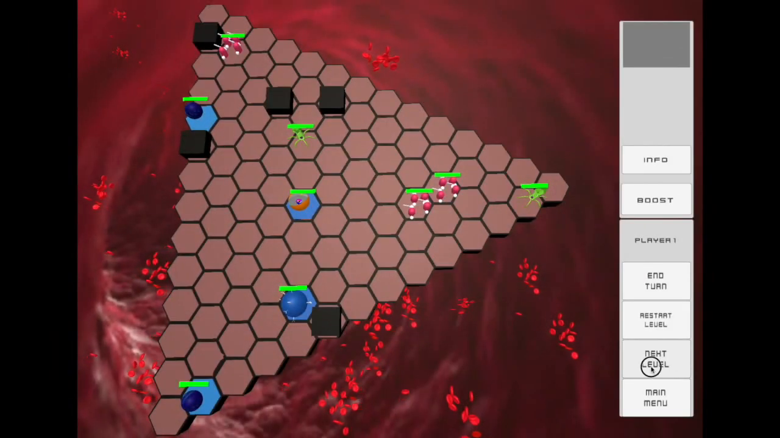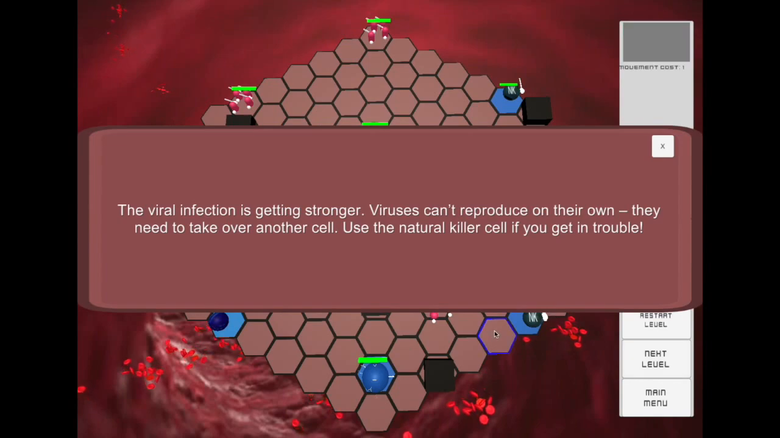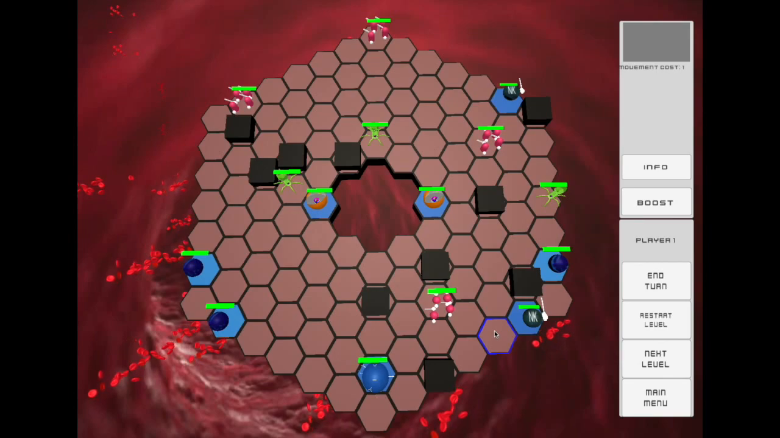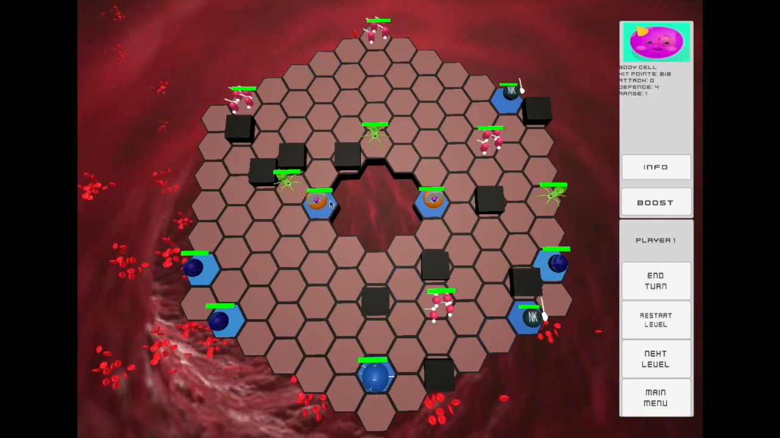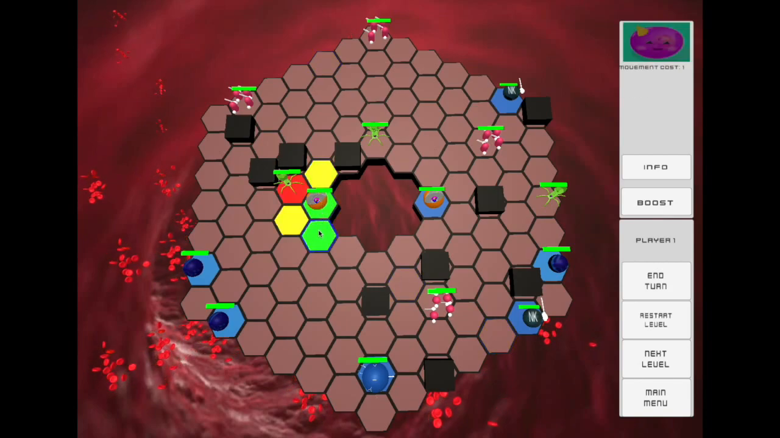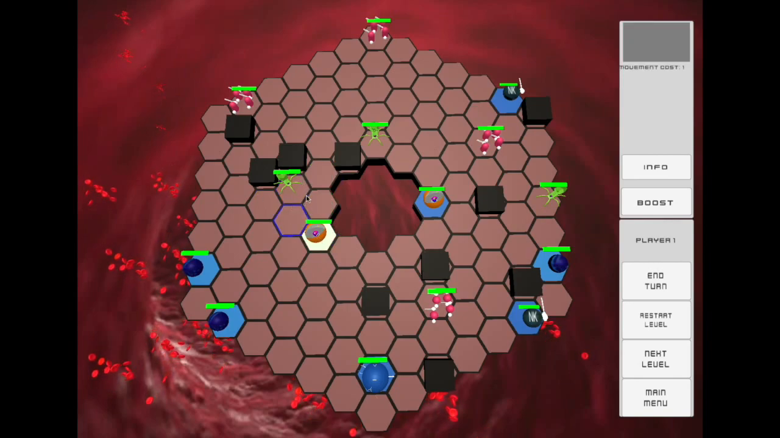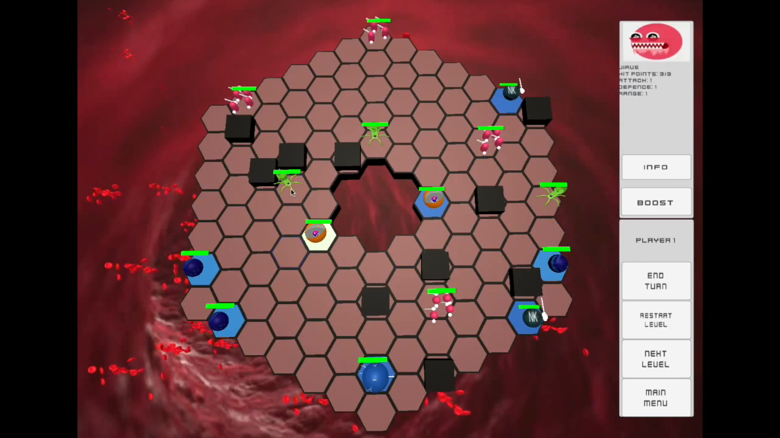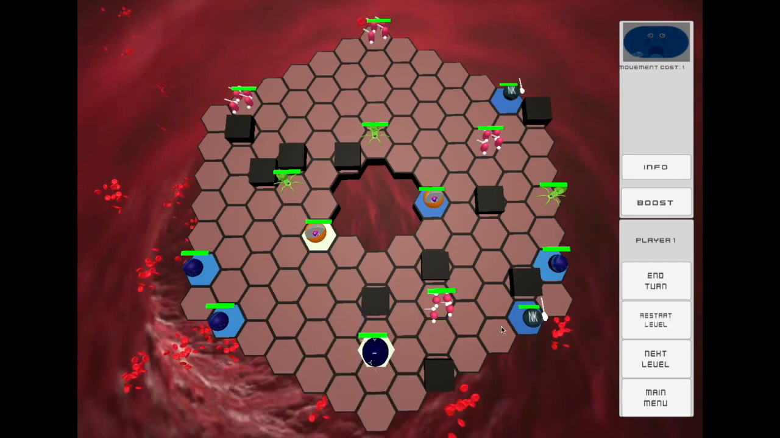Okay, so I'm going to jump to the third level here. You see the viral infection is now getting stronger. Viruses can't reproduce on their own. They need to take over another cell, and you can use the natural killer cell if you get in trouble. So this level is all about viruses and the natural killer cell and their function. I want to show a few things on this. The body cell has no way to really escape this virus. It can move away, but the virus's movement is 2. So it's going to infect that body cell.